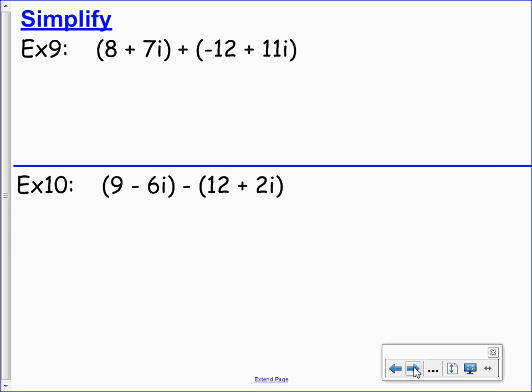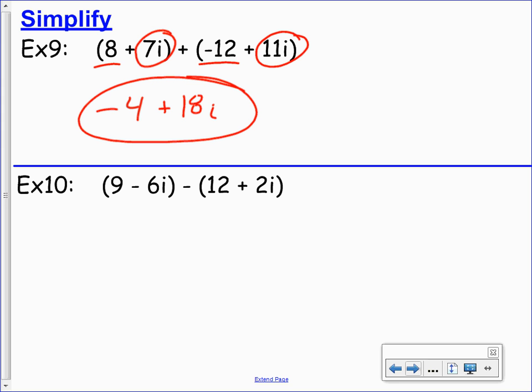Okay. Here we go. In 9 and 10, you're just adding and subtracting. Addition is pretty good because you don't change any signs. When you add or subtract, you add reals to reals, imaginary to imaginary. So in number 9, what are the reals? 8, negative 12. 8 plus negative 12 is negative 4, right? And then 7i and 11i are the imaginary. 7 plus 11, 18. So plus 18i.